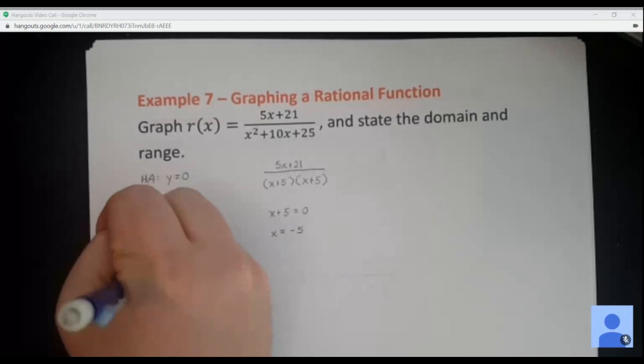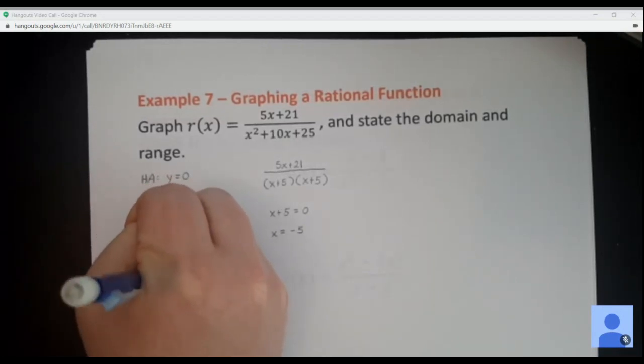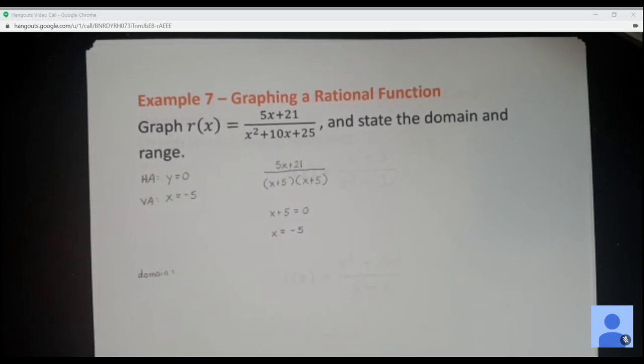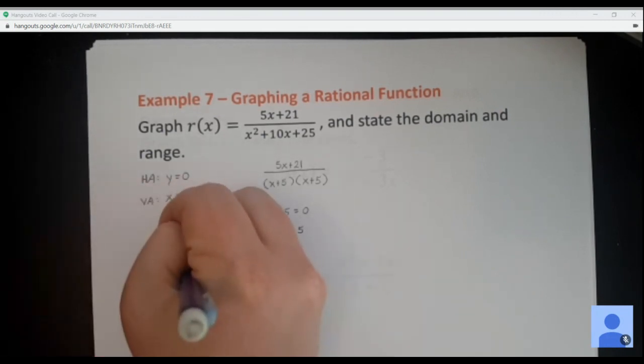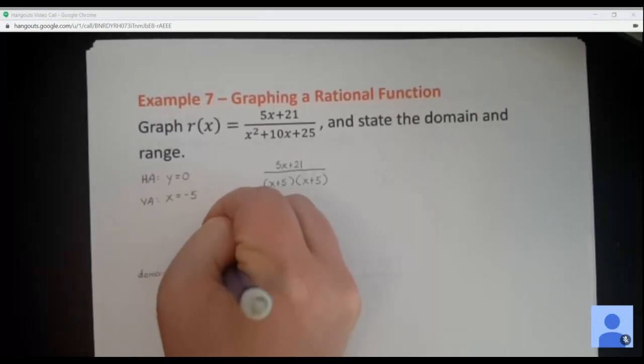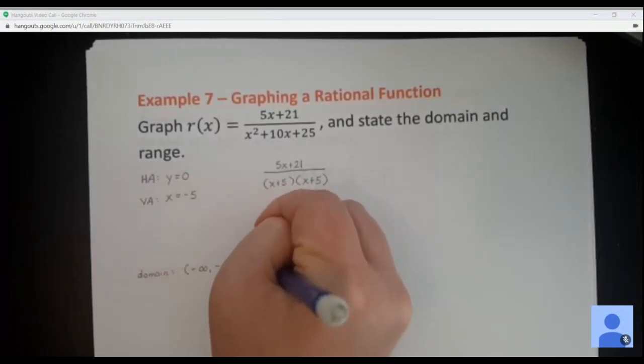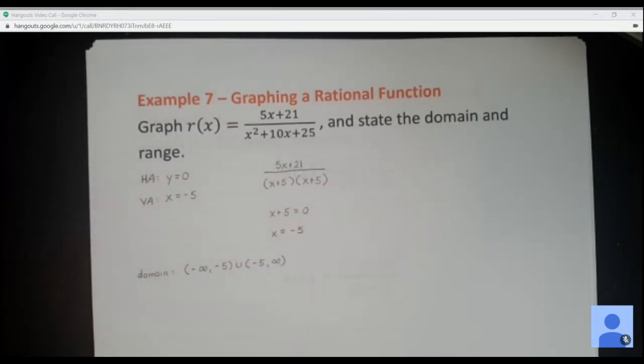Okay. So what would our domain be for this one then? Good, right? So since we only have that one vertical asymptote, it's just negative infinity to negative 5, union, negative 5 to positive infinity, right? Negative 5 is the only region this time, so that's what we would get there. Any questions on that domain?